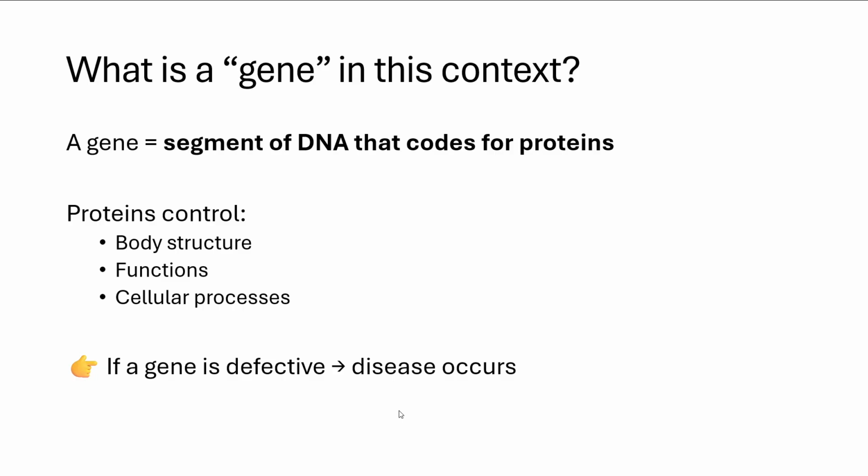So in this sense, the gene is the one that codes for proteins. It's responsible for our body structure, functions, and cellular processes. So if a gene is defective, disease or disorders occur, for example congenital diseases like Down syndrome and autism, because the one that makes or codes for the protein is defective. So you expect that the outcome or the product will also be defective.